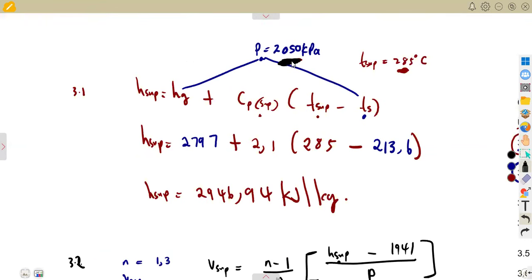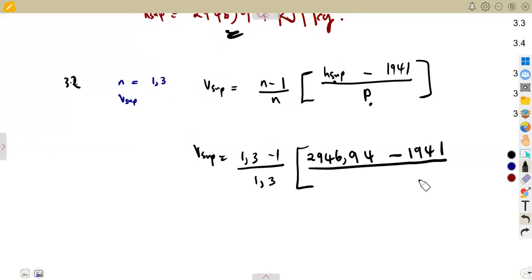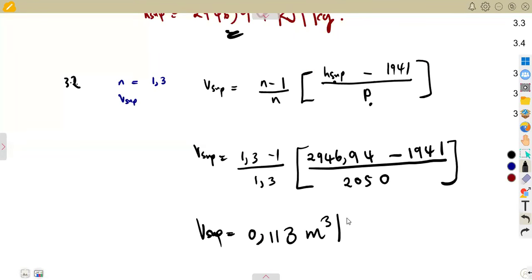All right, so the pressure at the superheater conditions or at the boiler condition is given as 2050. Because remember, I said the pressure at the boiler is the same pressure as the one that we have at the superheater condition. So that's it. We are going to obtain v sup, and that v sup is going to be in cubic meters per kilogram. So that is going to be 0,113 cubic meters per kilo. That's it. That's v sup.